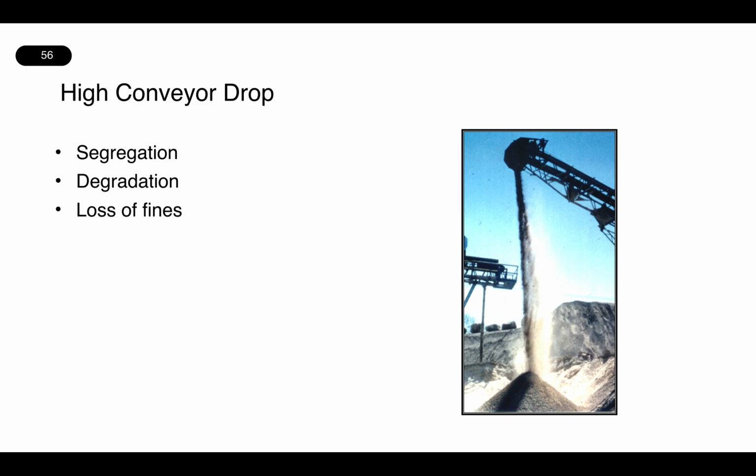And also another factor that can weigh in is the height of the conveyor drop. So the higher the drop, the more segregation you're going to end up with. And then also degradation can occur because when that material hits the pile, the higher you drop it from, the more impact you're going to have. And then you can see here in this picture the fines blowing off there to the right, off the material that's coming out. So you're losing some of the fines in that material.